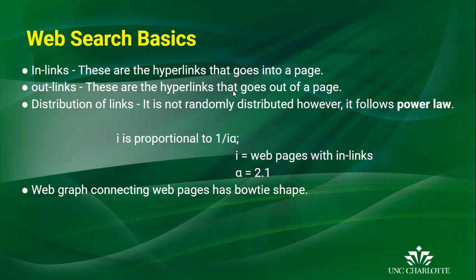So we'll discuss web search basics. Once a page is published on a website, it should be provided to the end users so that they can make their queries. Web search basics basically include the information inside the pages. So usually we use anchor text. Anchor text is like hyperlinks.